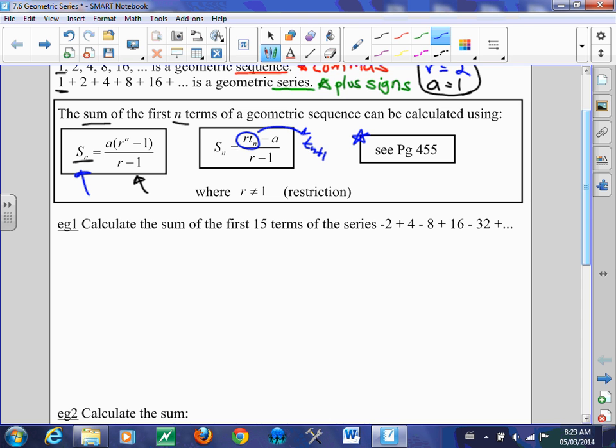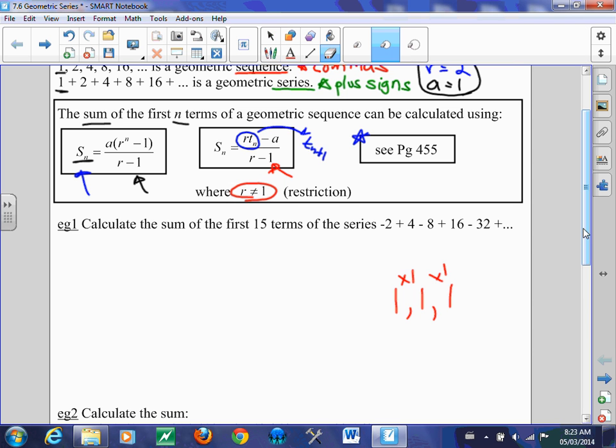The only restriction we have, ladies and gentlemen, with this formula is r cannot be equal to 1, simply because if you remember back to when we did rational expressions, the denominator cannot equal 0. And just think about it, guys. If r was equal to 1, so if I started with 1 and you multiply it by 1, what is that going to give you? 1. And you multiply it by 1, you're not going to get a significant series here because guess what? The values stay the same. There's no change in the pattern, so that's another way to think about it.